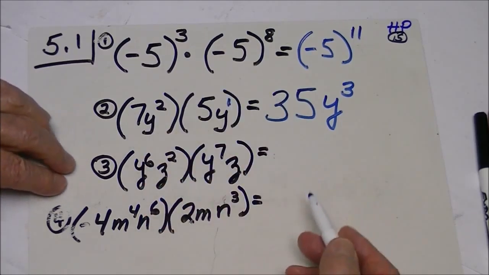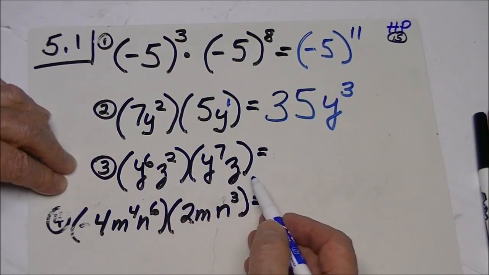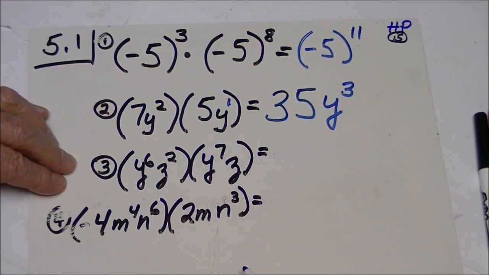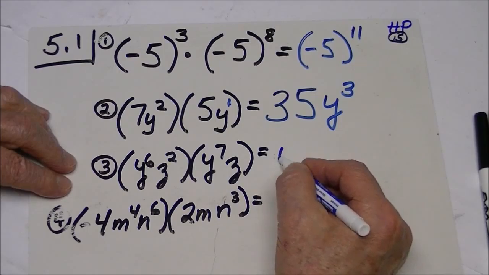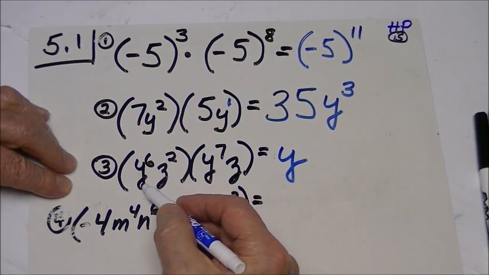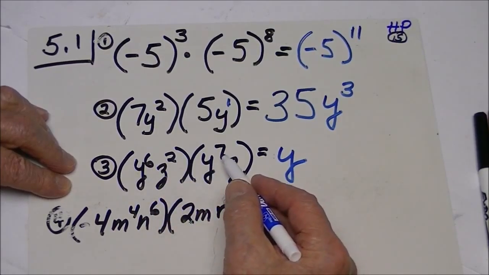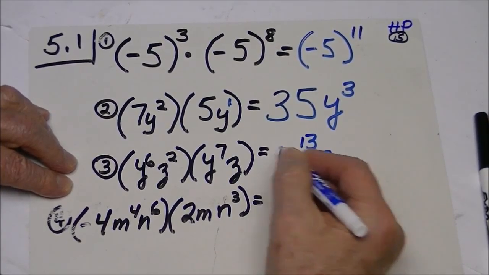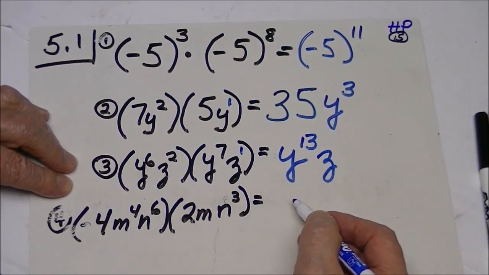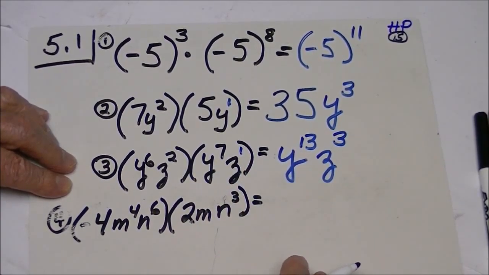All right, we can switch boards now and have the other person write this down, number 3. And it gets a little more complicated, but still basically we're going to add exponents. 6 plus 7 is 13. Z, and keep in mind there's a 1 there. 2 plus 1 is 3. Pretty easy.